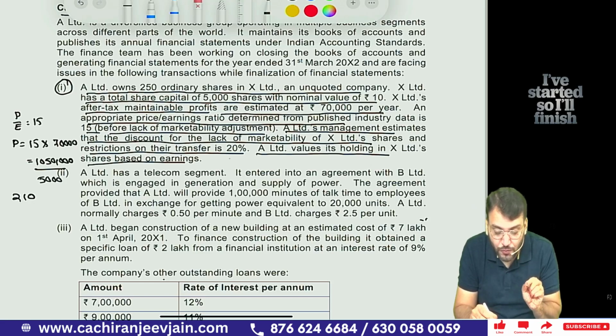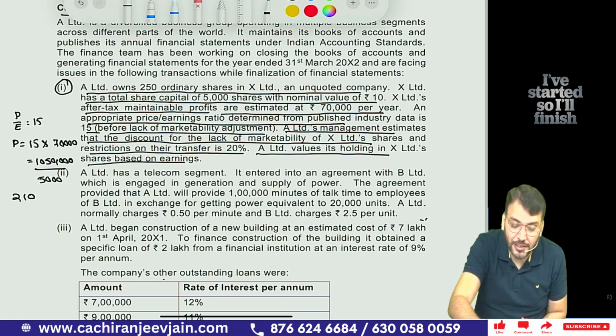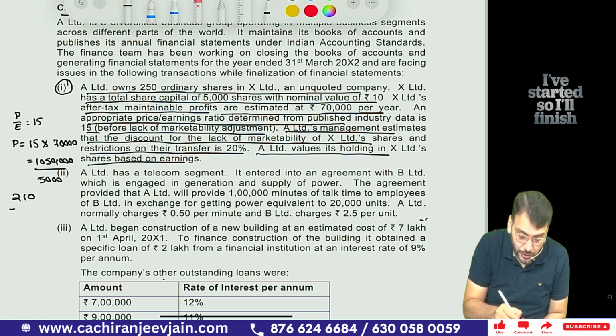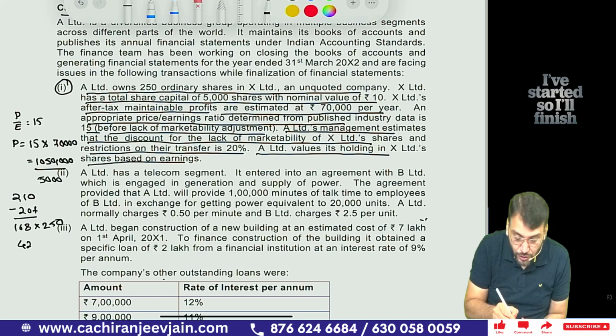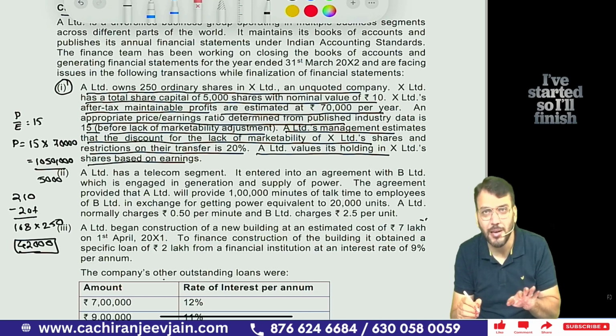But now we'll apply the discount factor of 20%. So we'll do minus 20%. So it is coming 168. And how many shares held by A Limited? That is 250. So into 250 will do, that is coming 42,000. The value of investment will be 42,000. This can be one of the multiple choice question.